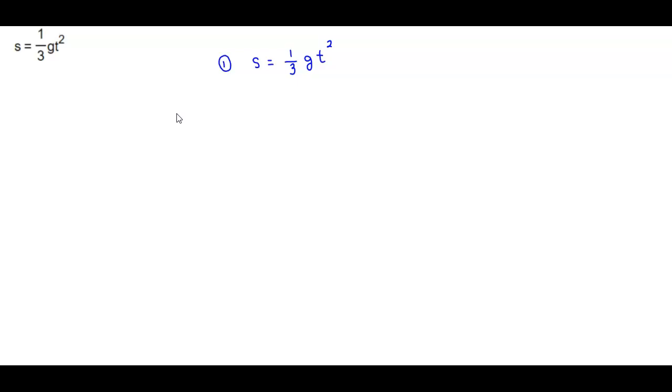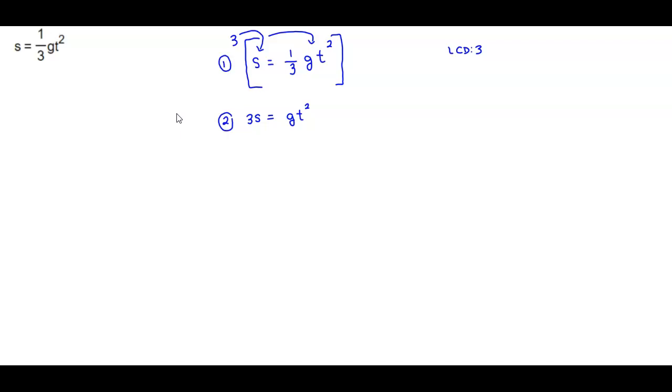So the first thing we want to do is multiply the entire equation by the LCD. Well, the LCD is 3. So we're going to multiply both sides of the equation by 3. So 3 times s is 3s. And that's equal to, well, 3 times 1 is 3 over 3 is 1. So therefore, what's left is just g t squared.